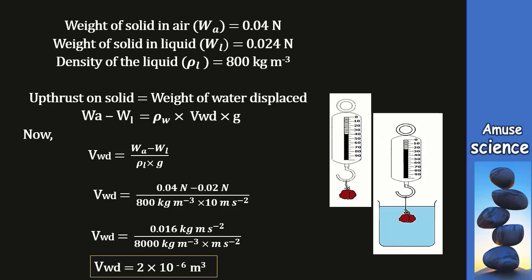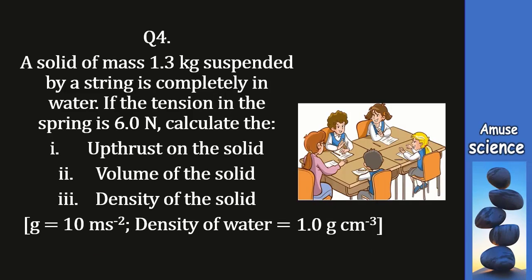Let's take our last question for this tutorial. A solid of mass 1.3 kilograms suspended by a spring is completely immersed in water. If the tension in the spring is 6.0 newtons, calculate the upthrust on the solid, the volume of the solid, and the density of the solid. The density of water is given, and the acceleration due to gravity is also given.